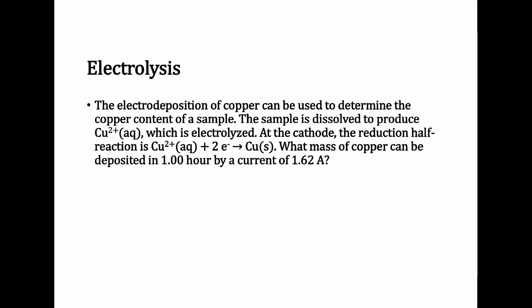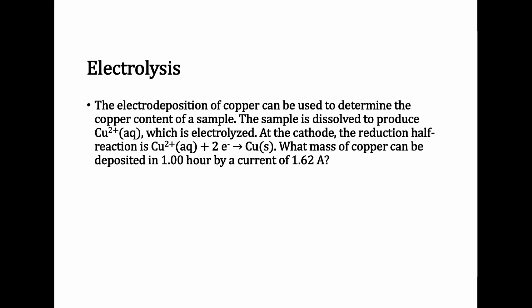So here, let's go ahead and look at the electrodeposition of copper. So the sample is dissolved to produce copper 2+, which is electrolyzed. At the cathode, the reduction half reaction is copper 2+ plus 2 electrons yields copper. What mass of copper can be deposited in 1 hour by a current of 1.62 amps?